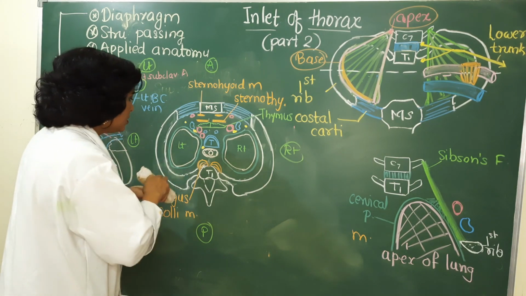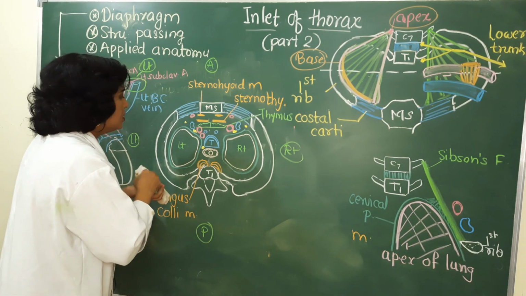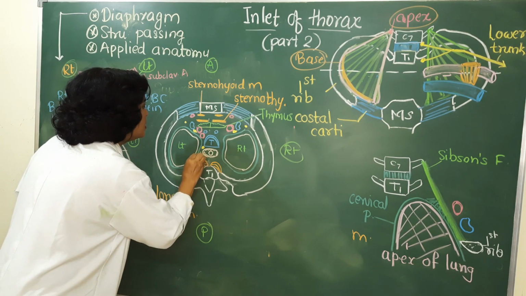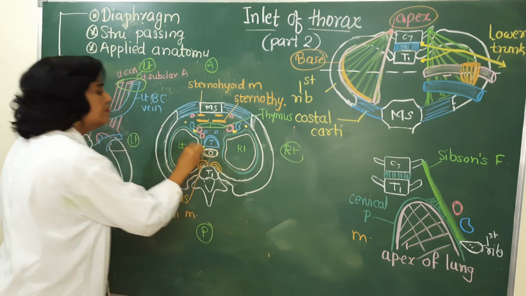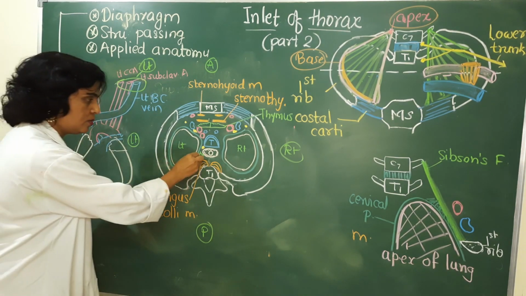Okay, one more structure you will be able to see on the left side, and this is the thoracic duct, which lies on the left side of the esophagus. So this is the thoracic duct.